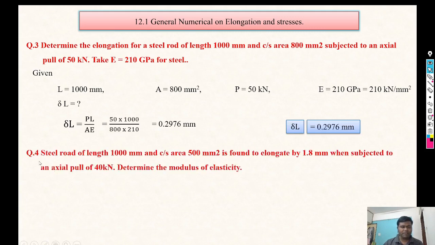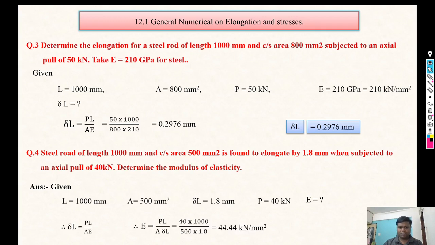Same numerical. The next one: steel rod of length 1000 mm and cross section area 500 mm square is found to elongate by 1.8 mm when subjected to an axial pull. Again we require the modulus of elasticity, the same numerical that we considered in the second. Just put in all the values, you will get the answer. Just take these two numericals for your study.